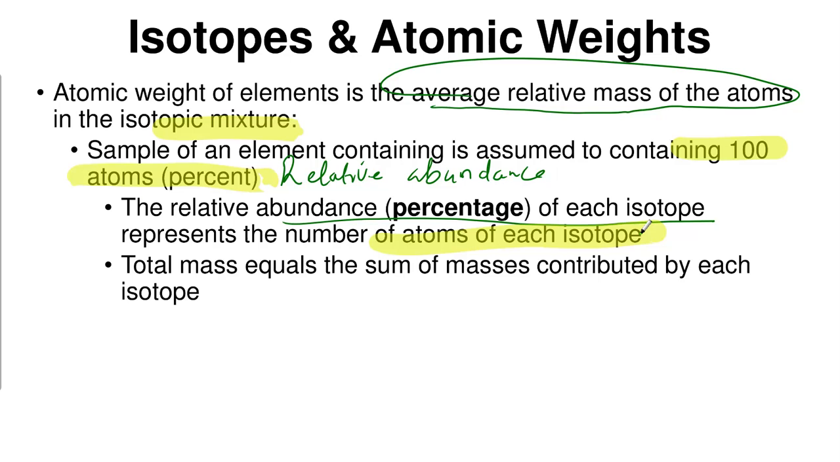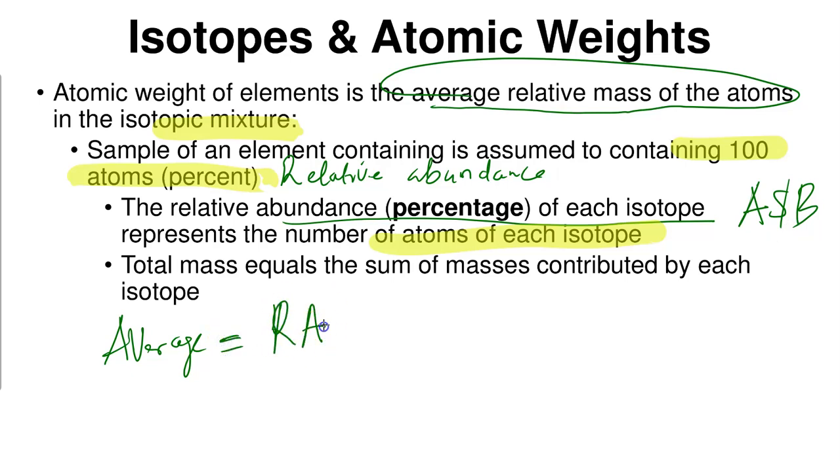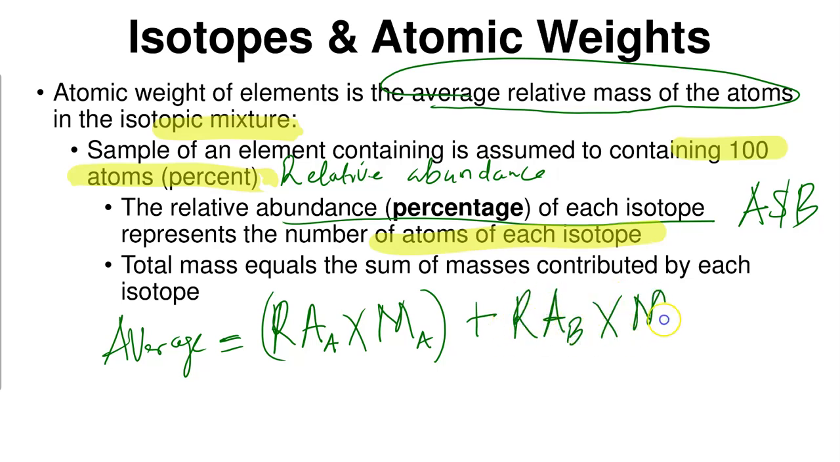So in this case, I don't like writing a formula here, but I usually give a student this. If you want to calculate the average atomic mass, assuming you have two isotopes, let's say an atom has an isotope A and B. What you're simply going to do is multiply the relative abundance of A times the mass of A, let's call it capital M, mass of A, plus you multiply the relative abundance of B times the mass of B. And then you divide it by 100.